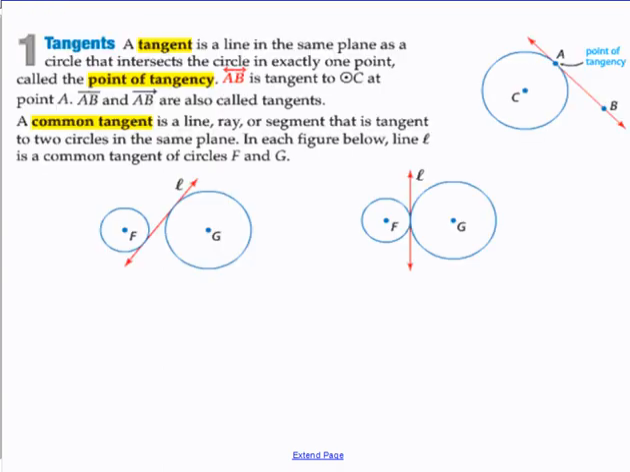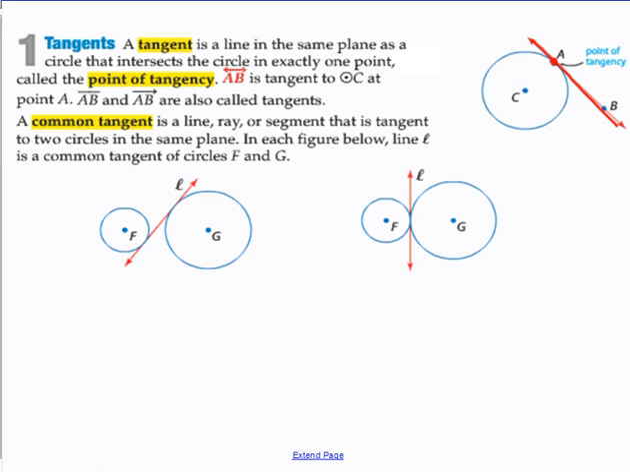A tangent is a line that is in the same plane as the circle, and it intersects the circle at exactly one point. Only this, one point that they're attached to each other. And that's simply called the point of tangency.